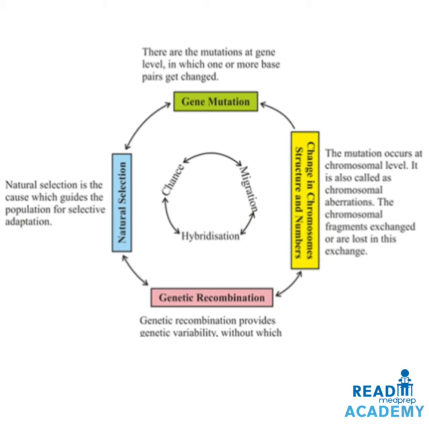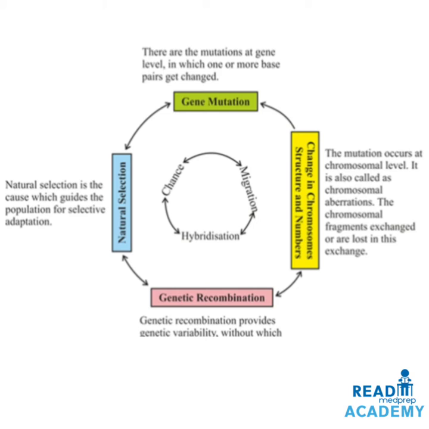And these gene mutations can lead on to natural selection, which is the cause which guides the population for selective adaptation. Or these mutations may occur at the chromosomal level. It is also called chromosomal aberrations. The chromosomal fragments are exchanged or lost in the exchange. The change in the chromosome may be structural or in the numbers. This results in genetic recombination, which provides genetic variability without which change cannot take place.